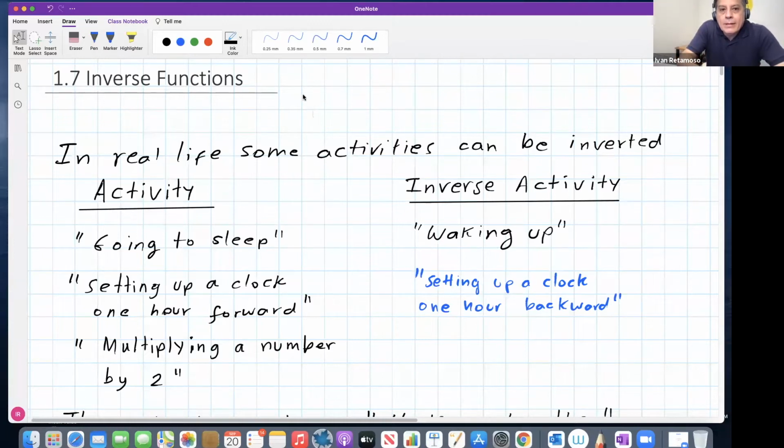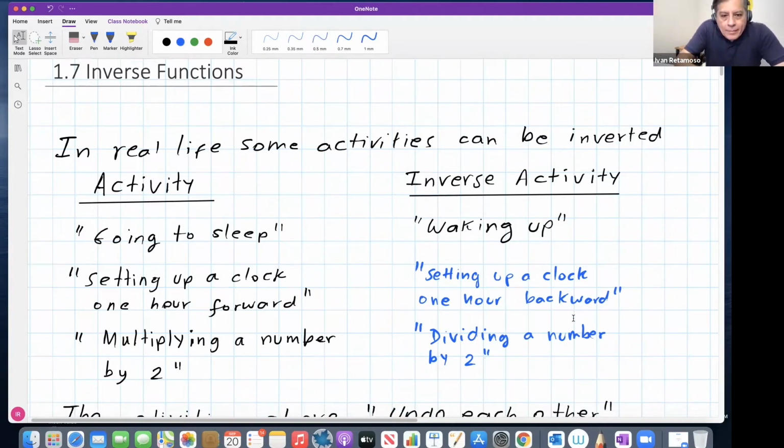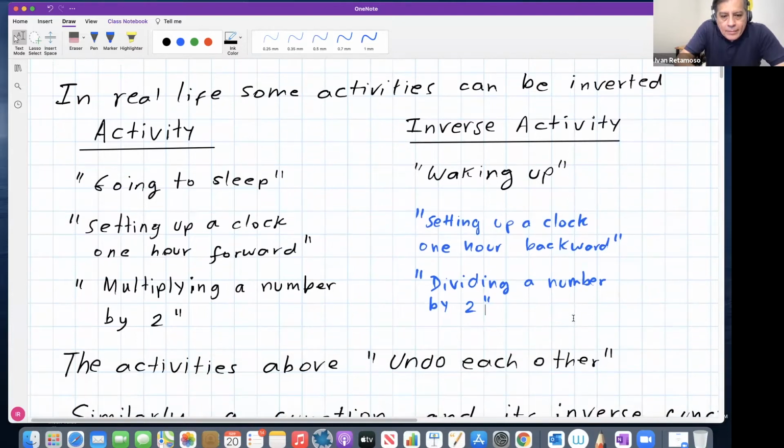Very good, Gabriela. Divide a number by 2, right? So let's write it out. Definitely dividing a number by 2 kind of will put you back where you started, right? So that's the idea, guys, of this inverse function. They will undo each other when applied in succession in any order, right? In any order.